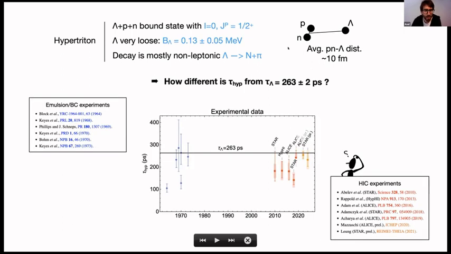Starting with experimentalists, we have these two clusters of data. The first one, the blue points, are from the 60s and 70s, from bubble chamber and nuclear emulsion experiments. Quite spread, not really converging to any answer. And then we have this new set of data: heavy ion collision collaborations, namely STAR, HypHI, and ALICE, have in the last decade picked up this problem and provided us with this new set of data. But as you can see, still quite spread and even somewhat contradicting.